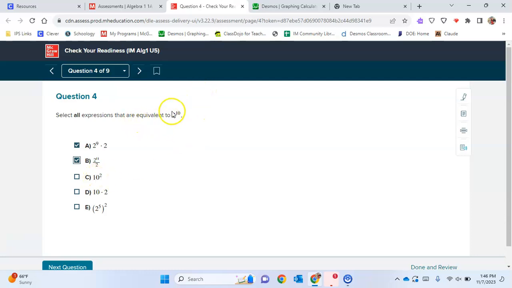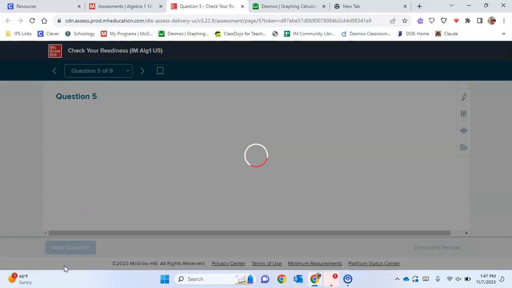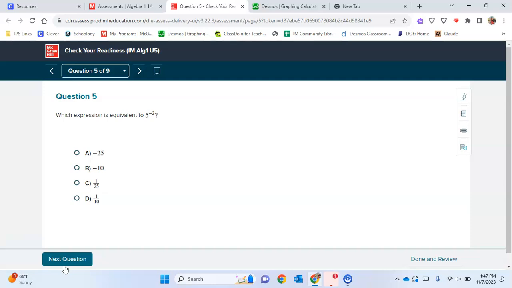10 squared means 10 times 10, which is 100. 2 to the 10th power is around 1,000. 10 times 2 is 20. Again, 2 to the 10th power is around 1,000. Finally, when you raise an exponent to an exponent, you multiply. 5 times 2 is 10. That is also equivalent. Which expression is equivalent to 5 to the negative 2 power? Well, 5 to the 2 power, or 5 squared, is 25. That means 5 to the negative 2 power is 1 divided by 25.